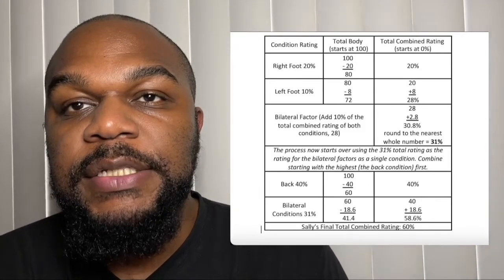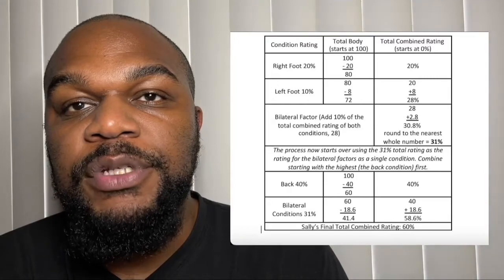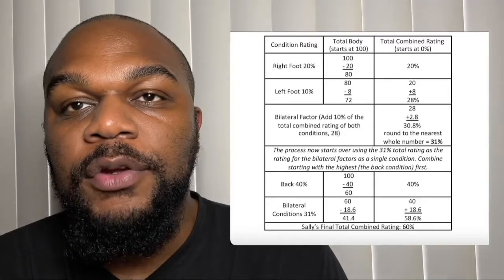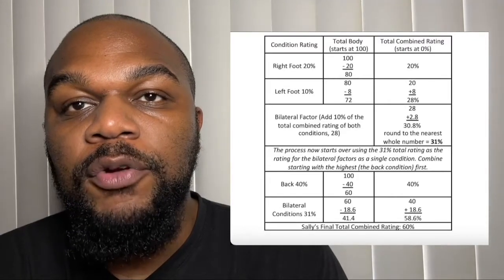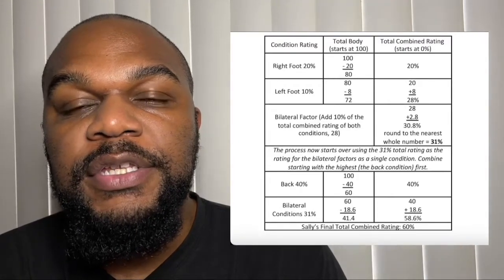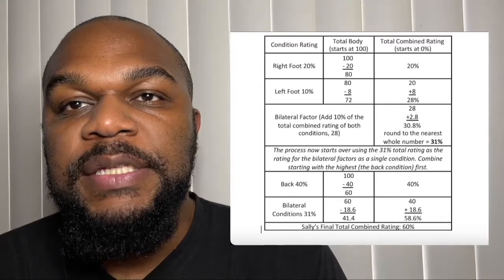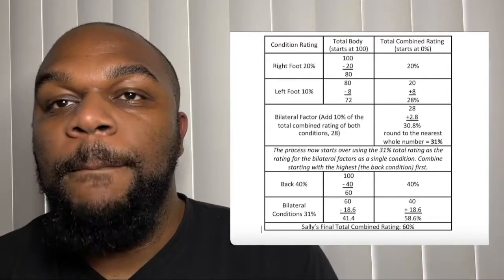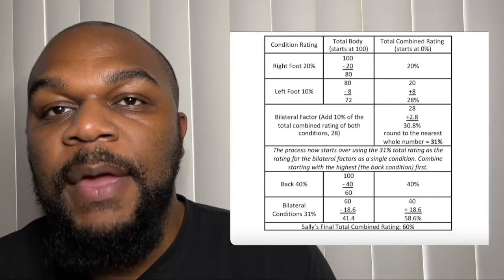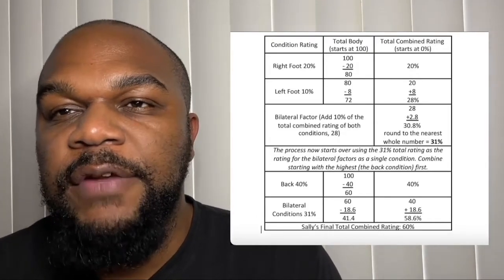In this case, Sally would have received 60% even without the bilateral factor, but in other cases, it may make a critical difference. Let's take a look at a different example.